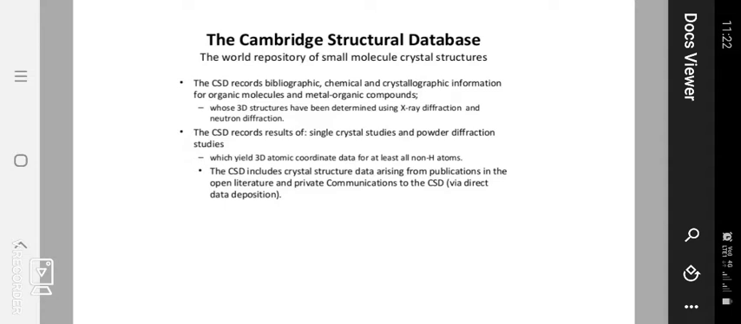Actually, these are compounds whose 3D structures have been determined using X-ray diffraction and neutron diffraction. And CSD records the results of single crystal studies and powder diffraction studies. So these are all the main fields of the CSD data deposits.